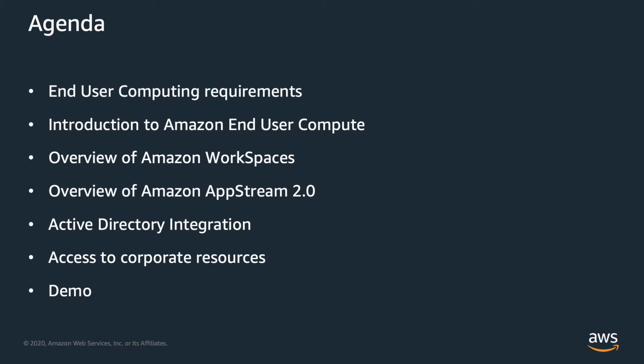I will then provide an overview of Amazon WorkSpaces, a fully managed desktop as a service in cloud, followed by an overview of Amazon AppStream 2.0, a fully managed application streaming platform provided by AWS. We will then look at Active Directory integration with these services, and we'll look at how we can provide access to corporate resources for the users using these services, along with various features like network configuration, etc. I'll finally bring this all together with a demo.